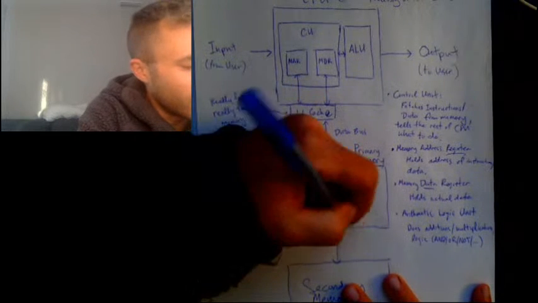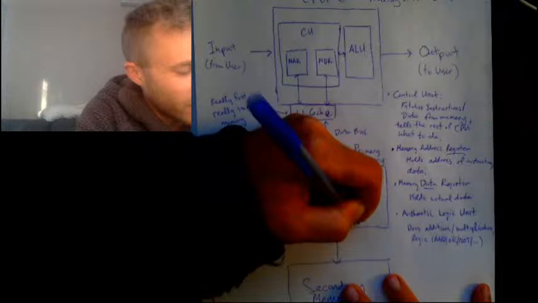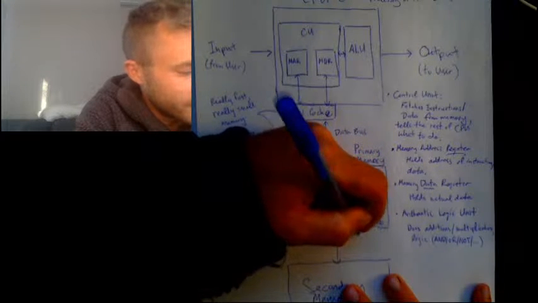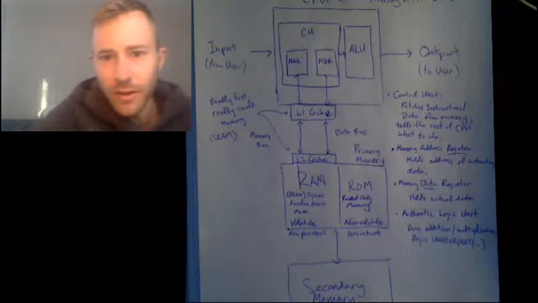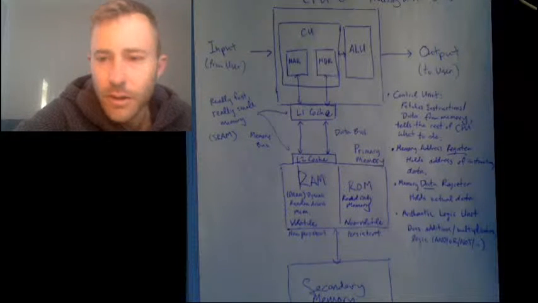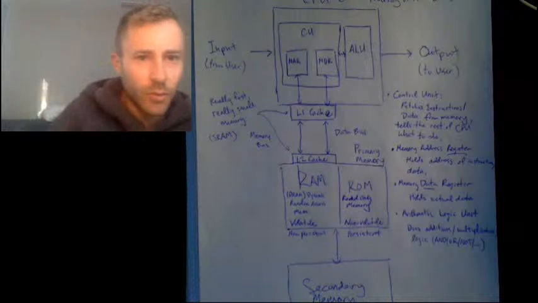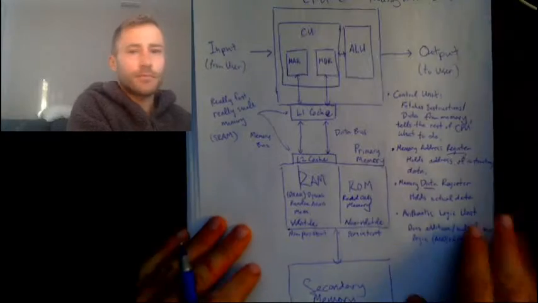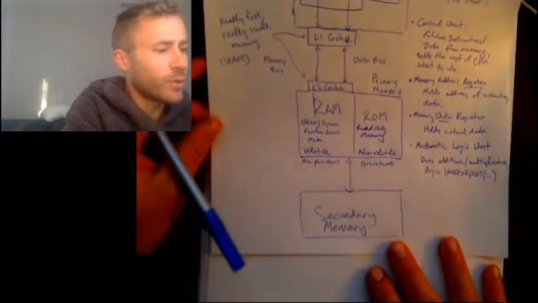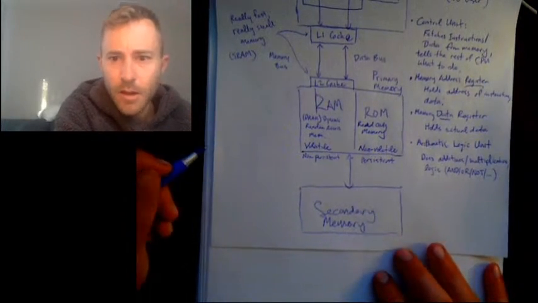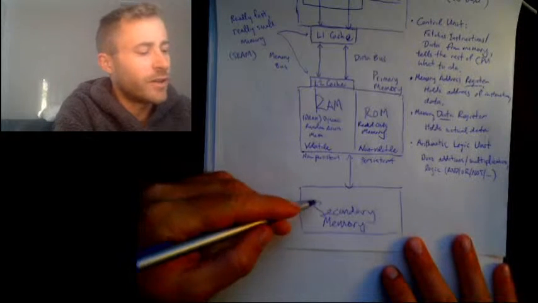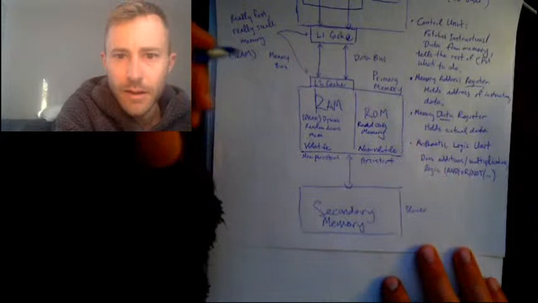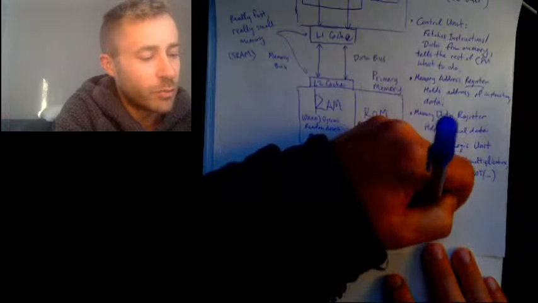ROM is non-volatile, also known as persistent, which means that the information is saved even when the power is cut. So then you have your secondary memory. Your secondary memory is slower. It is much more storage.